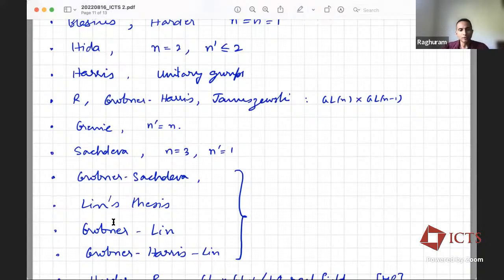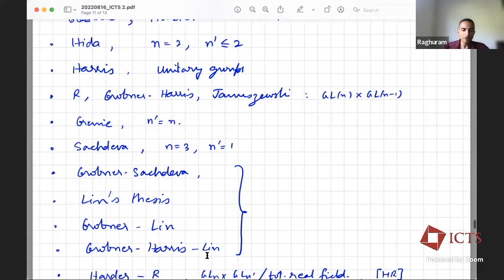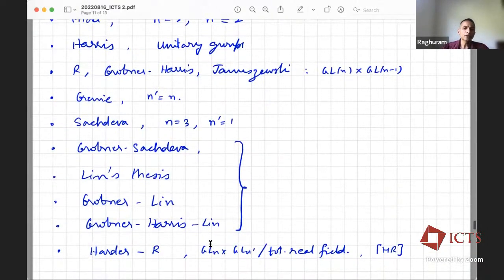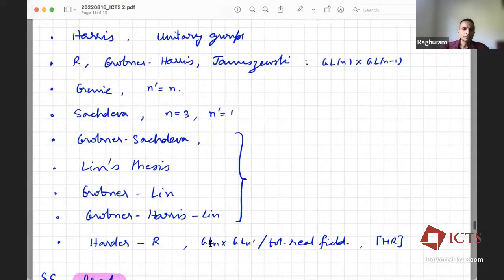G. Lin was Harris's student. Then Grobner, Harris, Lin. So this is like one long cluster of long papers, where ultimately in Grobner-Harris-Lin they prove a version of Deligne's conjecture for a CM field. And I am building in this paper on my work with Hida, which was all about GLN cross GLN prime over a totally real field.